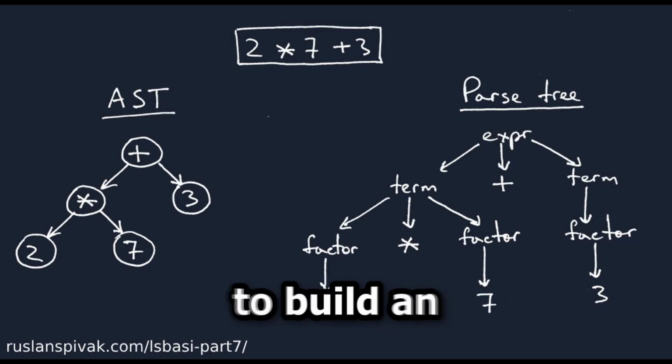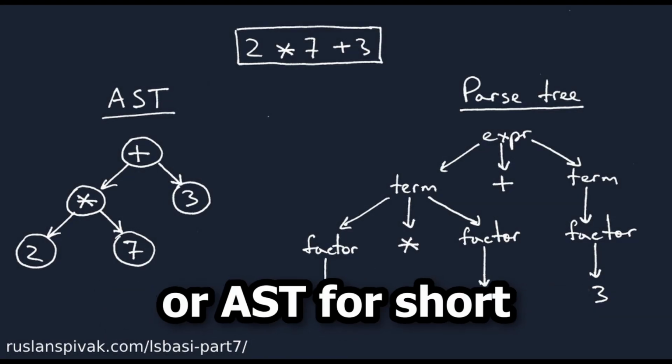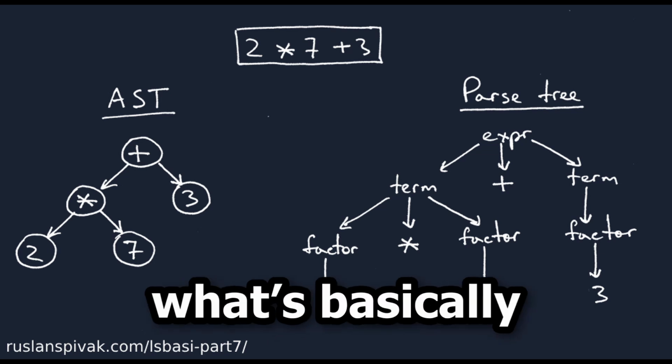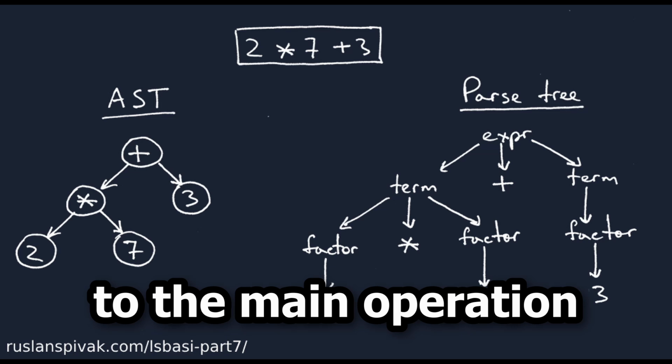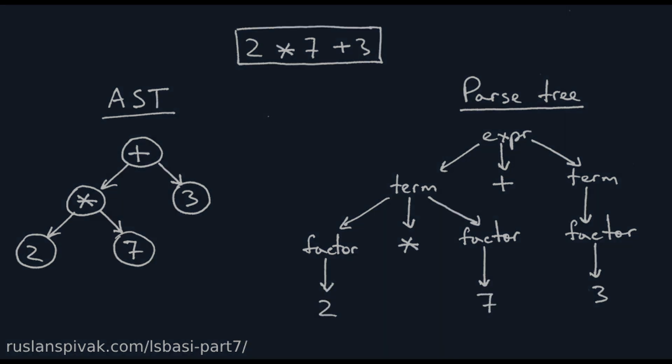Next, I need a parser to build an abstract syntax tree, or AST for short. Fancy name for what's basically a programming language family tree, except everyone is related to the main operation and no one is arguing about the inheritance.